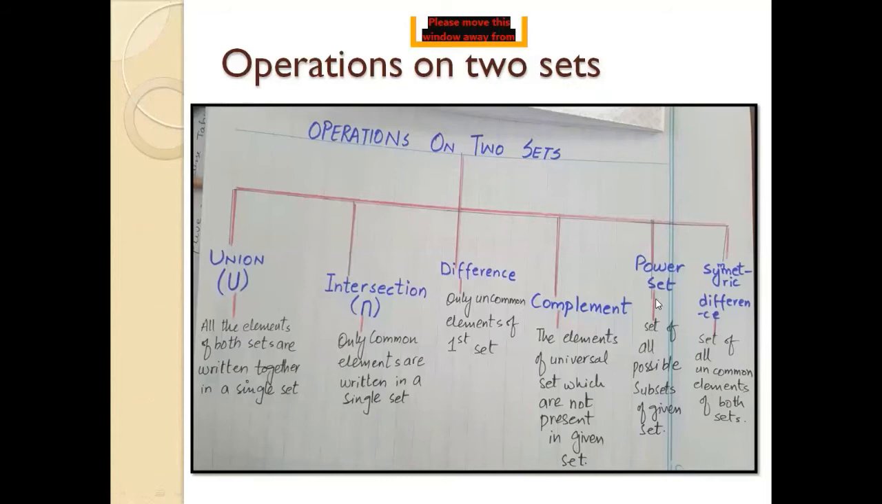Now, power set: the set of all possible subsets of a given set. Here you are making subsets of the given set. All possible subsets of the given set form the power set.